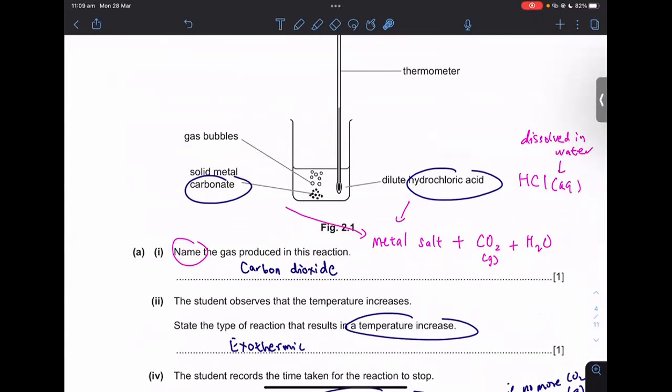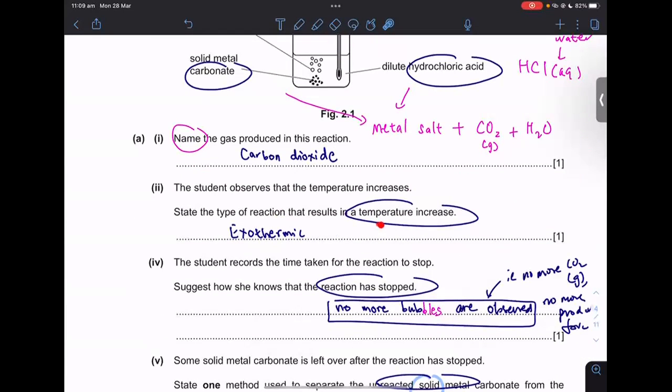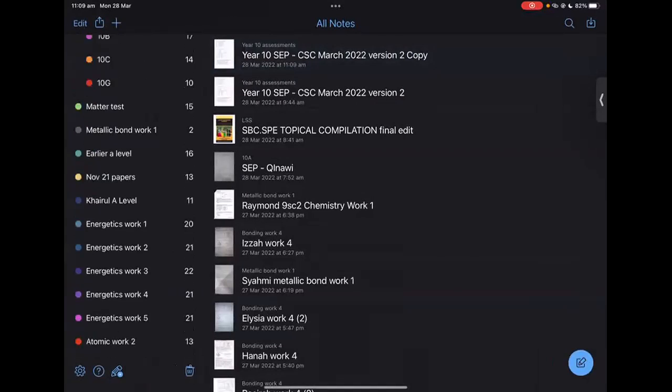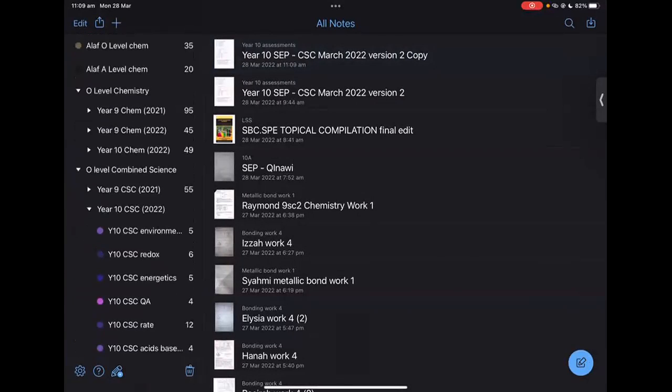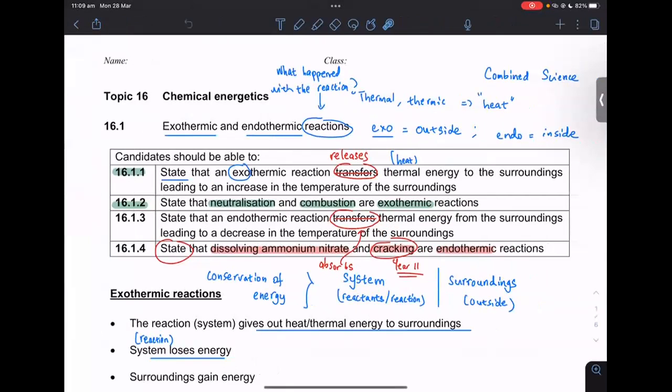Okay, so here, this is not collecting gas. You're allowing the gas to escape. You're using a thermometer to measure temperature changes. So what is this type of reaction? To indicate the temperature has increased, this word, exothermic, comes under this topic. The second topic we did in year 10 was called energetics. And in the energetics topic, there are 4 things in the syllabus.